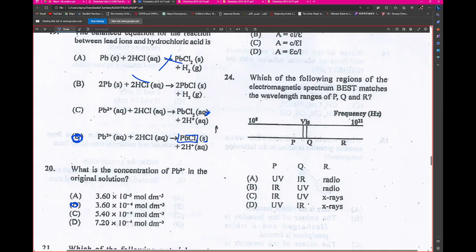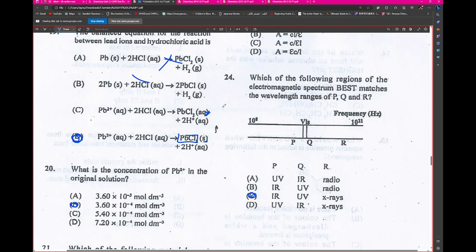I put C. Okay, you put C. All right. What is the relationship between frequency and wavelength? Longer wavelength, lower frequency. Lower frequency, right? So that means which one of these would have the longest wavelengths? IR, right? Okay. So IR would be over here. And then it would be UV, and then it would be X-rays, right?